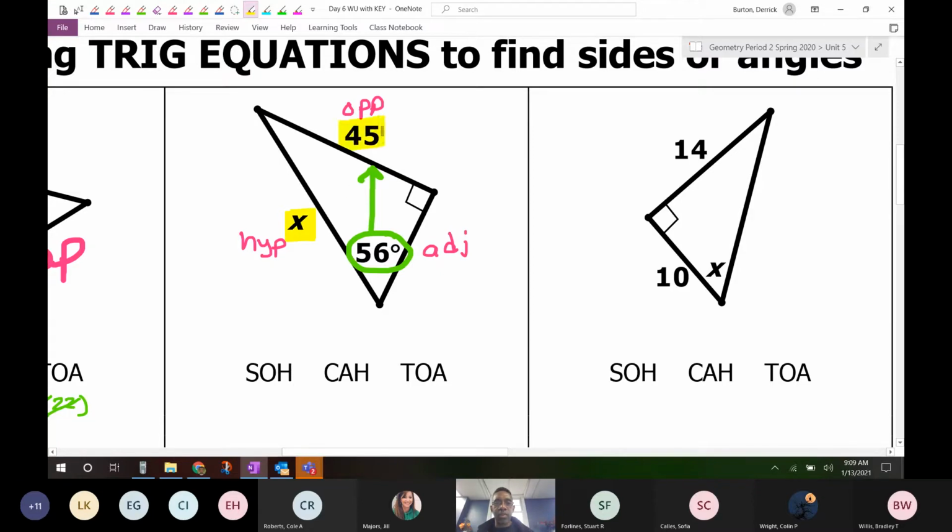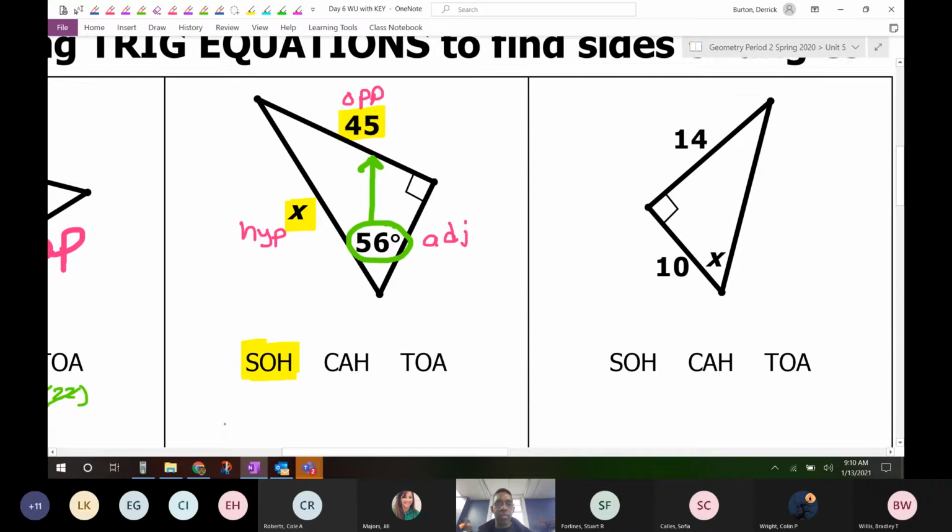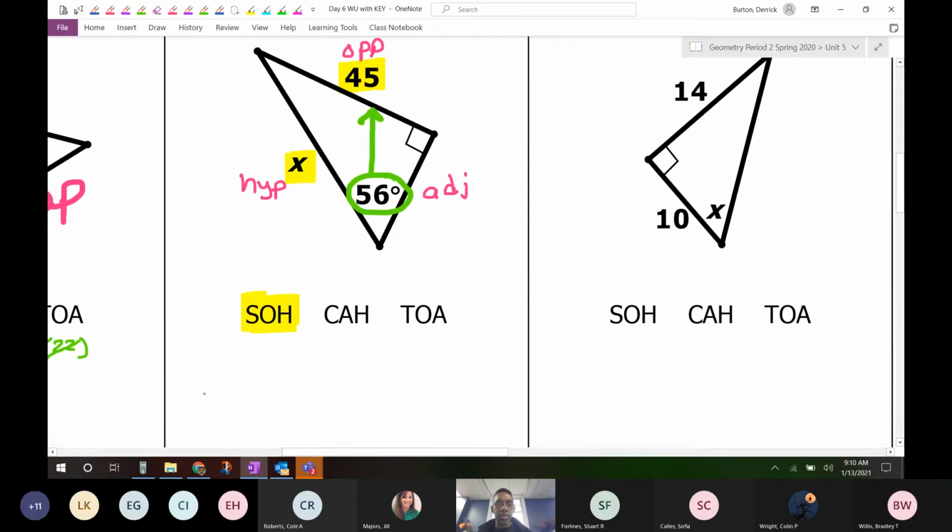All right, we've got the 45 and the x. That's opposite and hypotenuse. Which trig function is that? Well, opposite and hypotenuse is right here. So that's why I'm going to use the sine function. So time to set up the sine function. So I'm going to say sine of the angle is equal to opposite over hypotenuse. In this case, that's 45 over x.